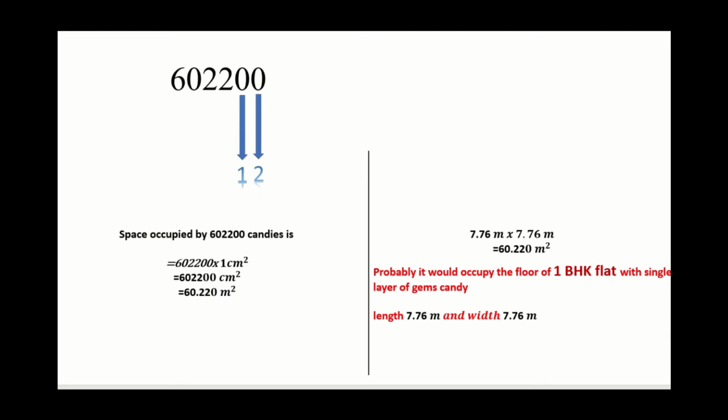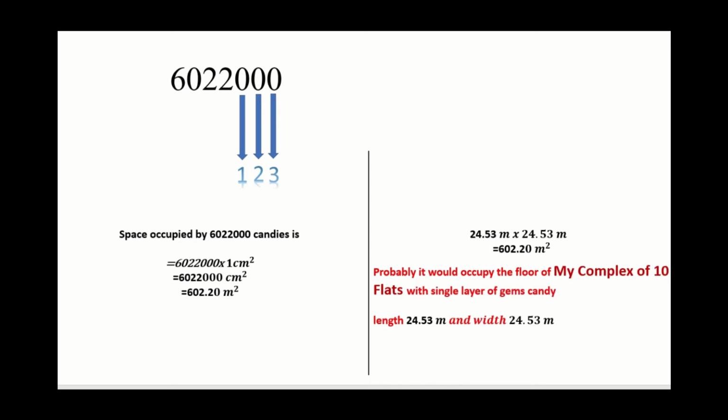Multiply it by one more 10. The area will increase to 60.22 meters square. Probably it will occupy the floor of a 1 BHK flat with a single layer of gems candy. The length of a 1 BHK flat is 7.76 meter and width is also 7.76 meter. Multiply it by one more 10. Probably the single layer of gems candy will occupy the complex of 10 flats.